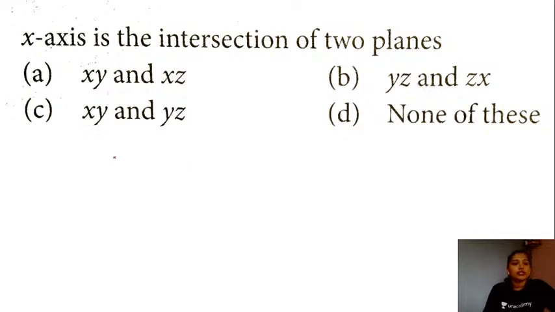Clearly, option A will be the right answer. The x-axis is the intersection between the xy and xz planes, because this is the common axis between both the planes given here. So option A is the correct answer for the given question.